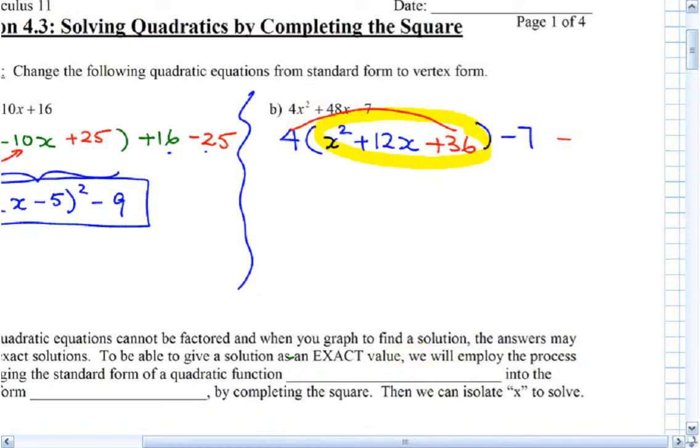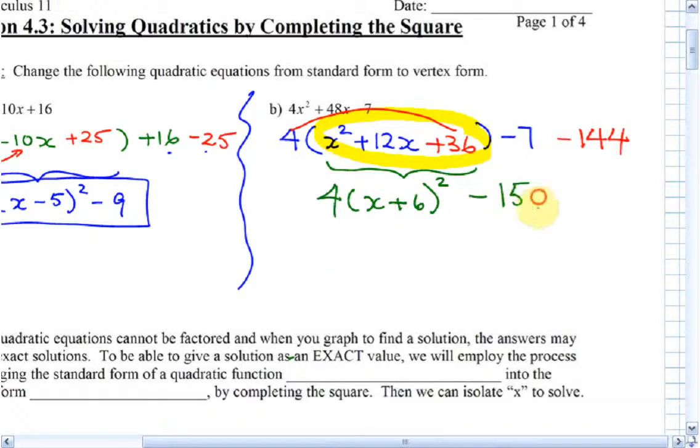36 times 4 is 144. Okay. One last step, please, to simplify this bracket. That becomes x plus 6, all squared. Don't forget the 4 in front. And then negative 7 minus 144 is negative 151.